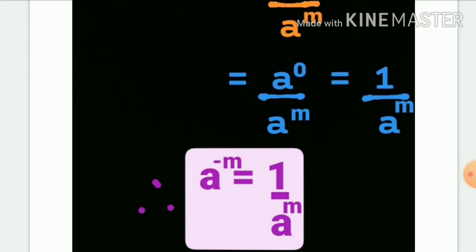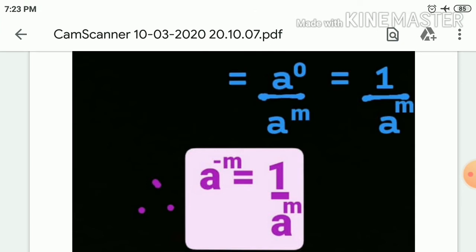It means that if a base has a negative index, then it can be written as 1 upon that same base with a positive index. If we want to write the base with the positive index, then we just have to invert it. A with the negative index equals 1 upon a with the positive index. So if we want to write the base with the positive index, what we have to do is invert it.